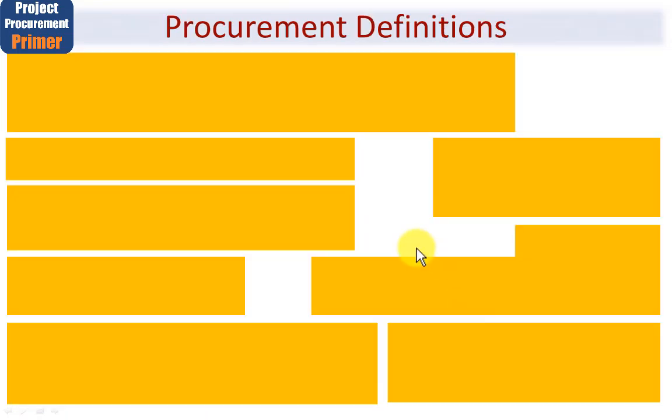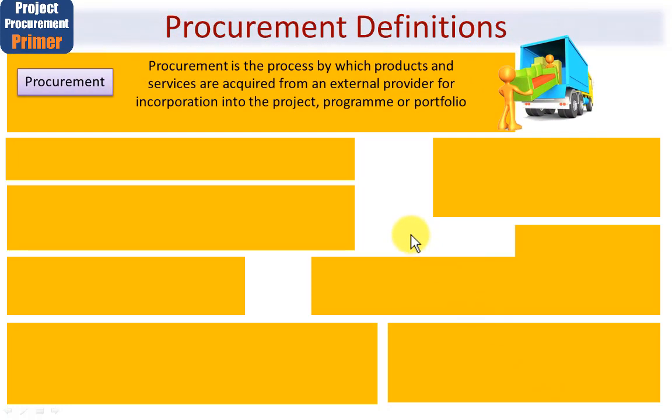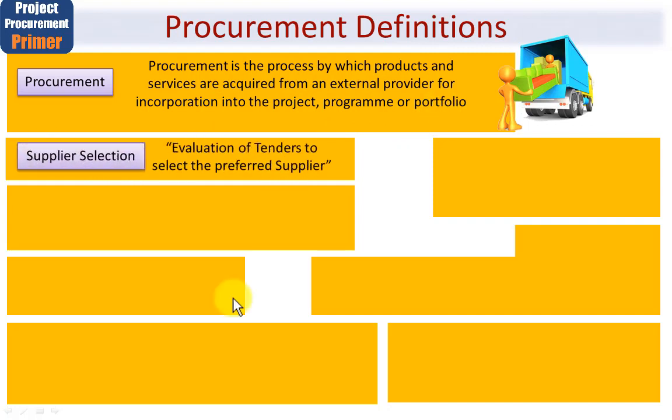Okay, so let me get a few procurement definitions out of the way. They're not really hard. The term procurement is the first one that needs to be ironed out. Now, procurement is the process by which products and services are acquired from an external provider for incorporation into the project or into the program or the portfolio. So this is where you evaluate the tenders, just like we saw in the previous slide, to select the preferred supplier. In this case, it's the preferred supplier in this particular procurement, not, for example, a supplier which is on a special preferred supplier list, in which case you wouldn't need to tender it since they're already your preferred supplier.